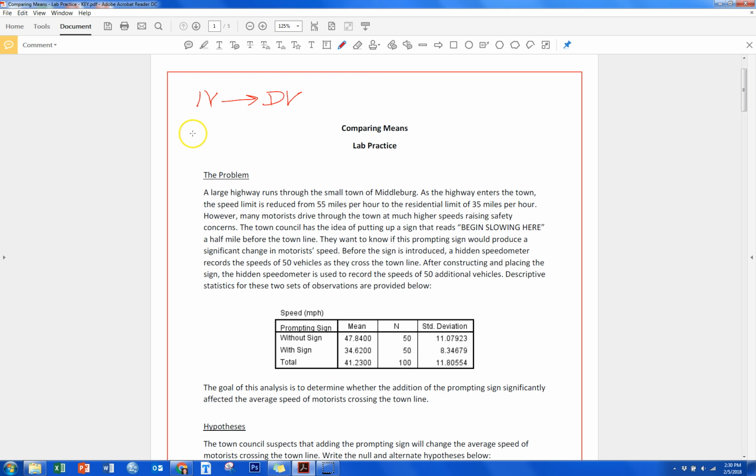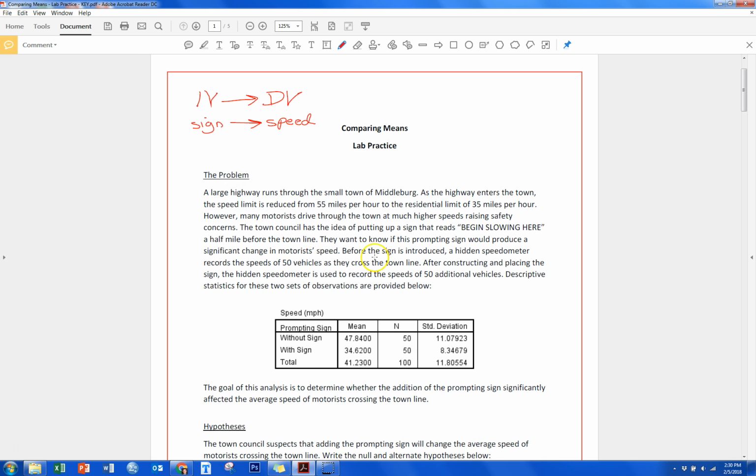In this case, the independent variable is the sign, and the dependent variable is the speed. So the logic here, or the theory here, is that the introduction of the sign will cause the motorist to change their speed as they drive through the town. The independent variable is manipulated.